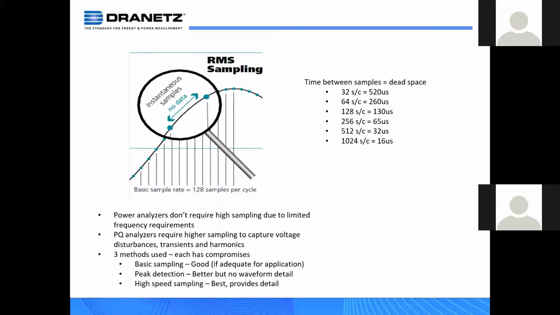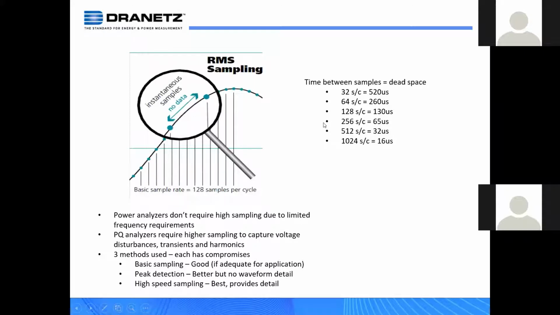And there's a compromise between adequate sampling and oversampling and sampling too high, just because data files get big and memory doesn't last as long. It takes longer to communicate, different things like that. Okay, so just to put some numbers to it, back many years ago, 32 samples per cycle was common. So that's 520 microseconds in between these two samples. All right, that's a lot of dead time.